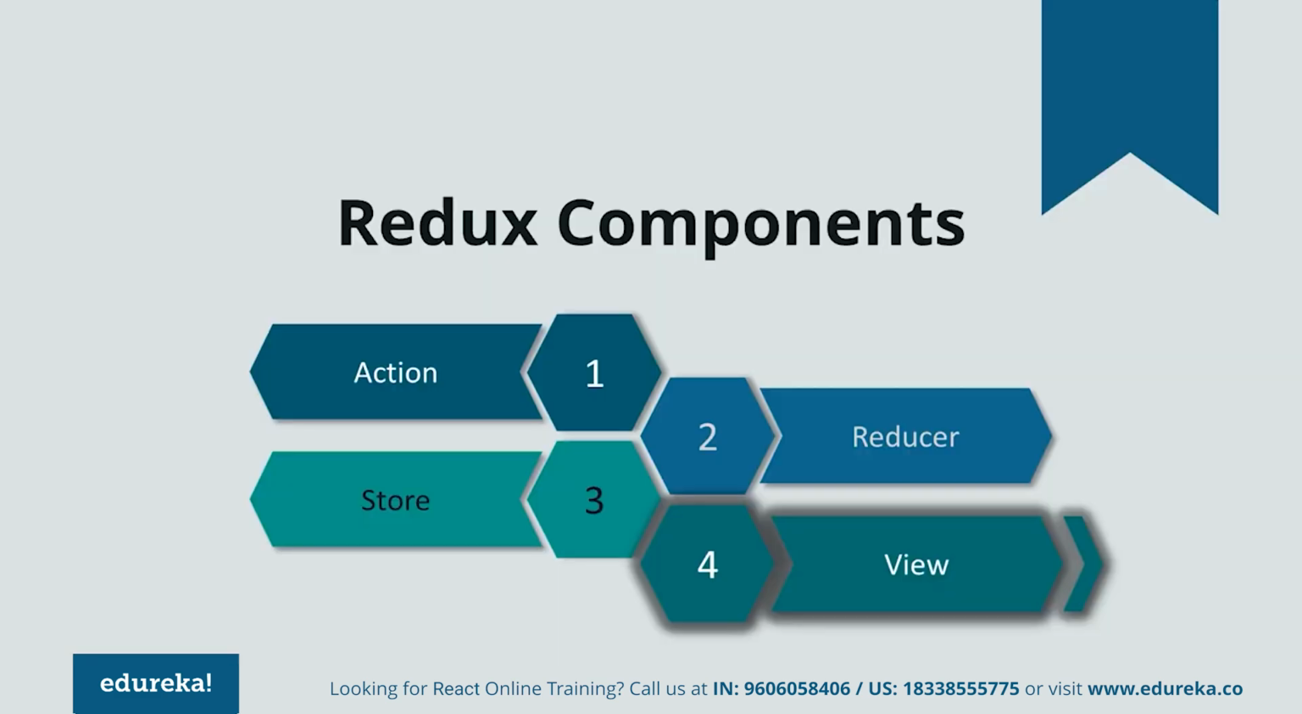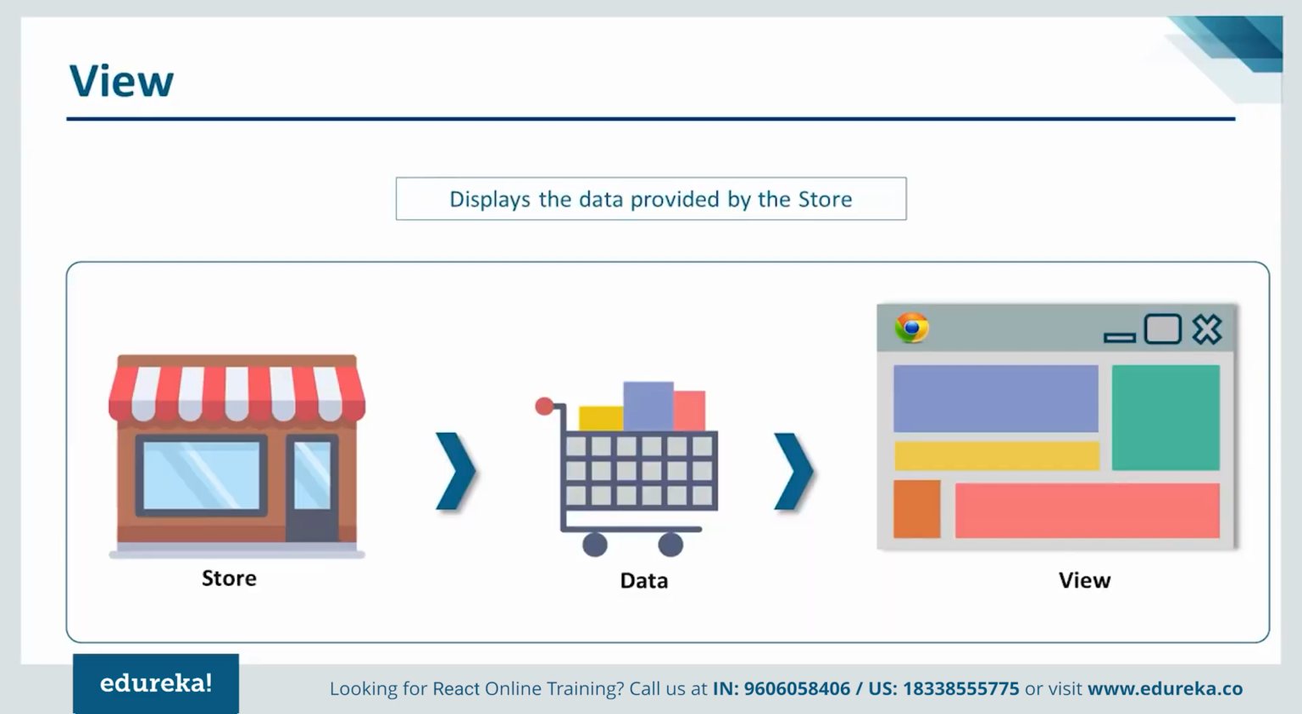Now the fourth and the last component in Redux is view. So view is nothing but the thing which is displayed on the screen, the data or the view which is provided by the store. So this is the store. This is your data, and this is your browser screen or the application screen which is displayed to the user at the end. So view is displaying the data which is provided by the store.